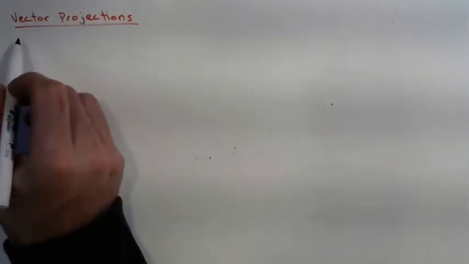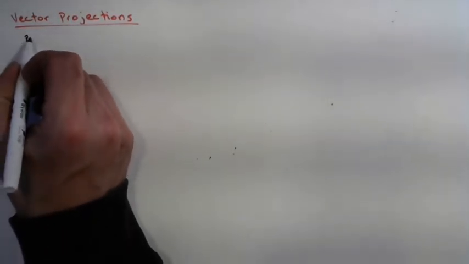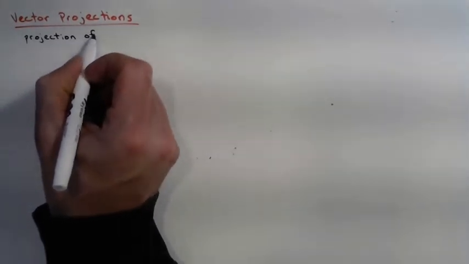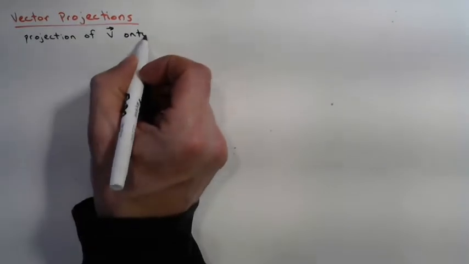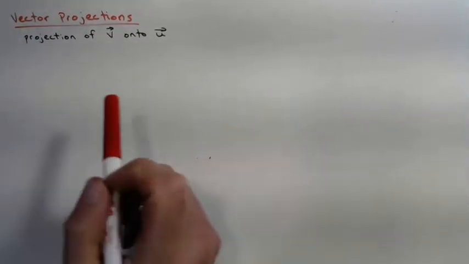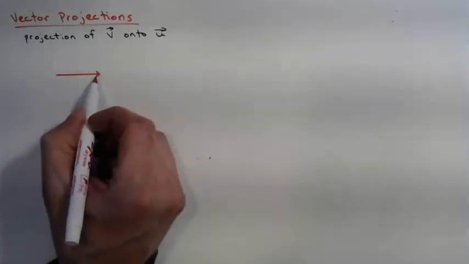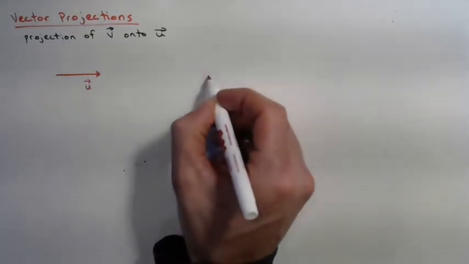All right, we're going to talk about vector projections. We're going to be talking about the projection of v onto u. Okay, so we have two vectors. They can be any vectors, and we can talk about the projection of vector v onto vector u. I'm going to draw 3 diagrams. First thing I'm going to do for each diagram is just draw the vector u.